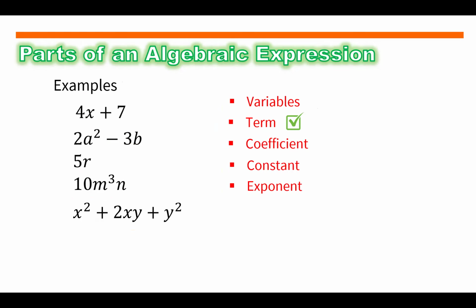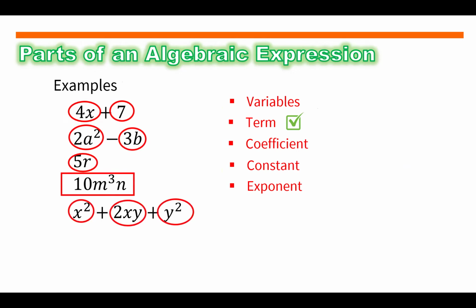Now let's go to term. In our example, the expression 4x plus 7, we have two terms, the 4x and the 7. In the expression 2a squared minus 3b, we also have two terms, 2a squared and 3b. In the example 5r, that is only one term. Also in 10m cubed n, we have one term. In the expression x squared plus 2xy plus y squared, we have three terms: x squared, 2xy, and y squared.